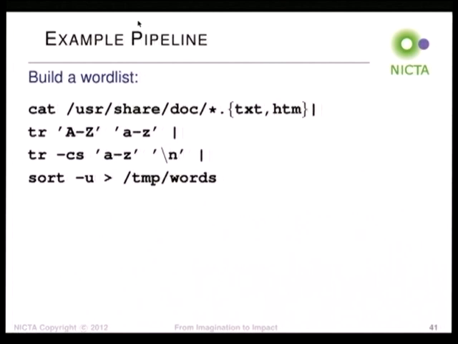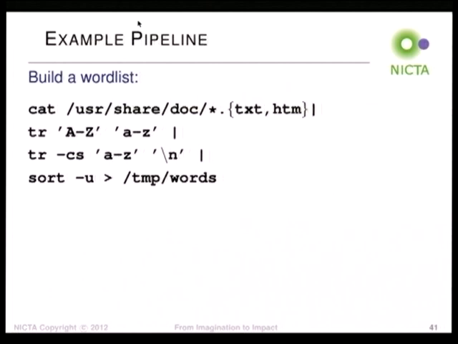If you're running on an Ubuntu or Debian system, you'll need to put an extra star slash there, because user share doc contains directories, not files. On the system I originally developed these slides on, it was all in there. So please do this, and we'll see what's going on. I'll go through it one step at a time while you're typing it in.